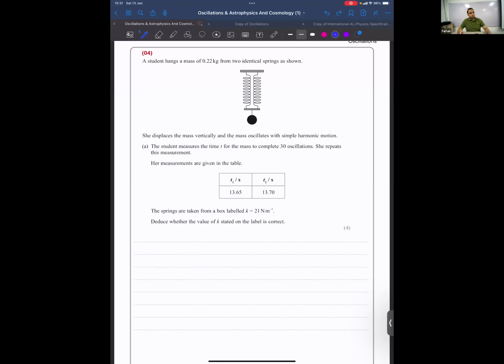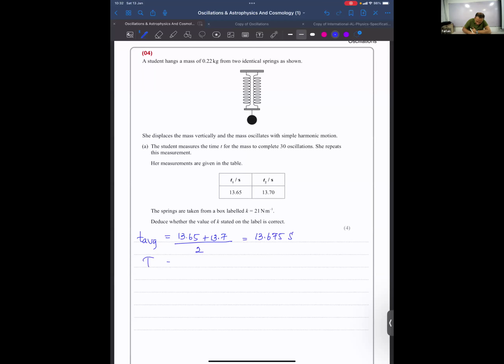Is it correct or no? What are you getting as the K? Let's see. Right, so guys, the average T will be 13.65 plus 13.7 divided by 2. That is 13.675, no?